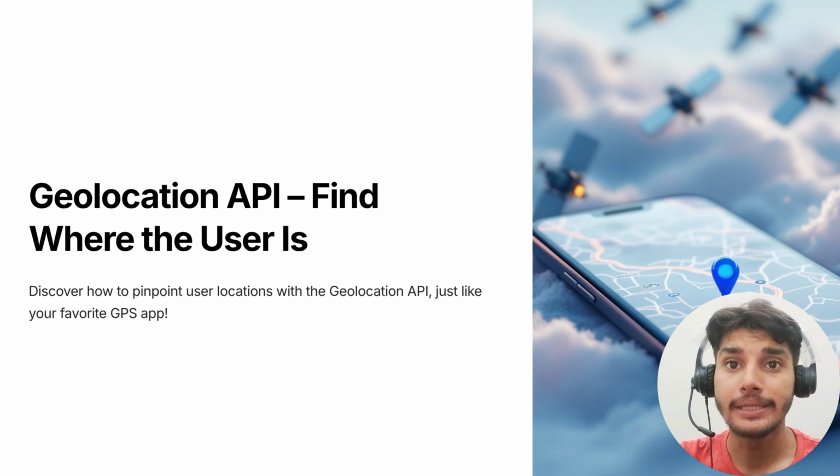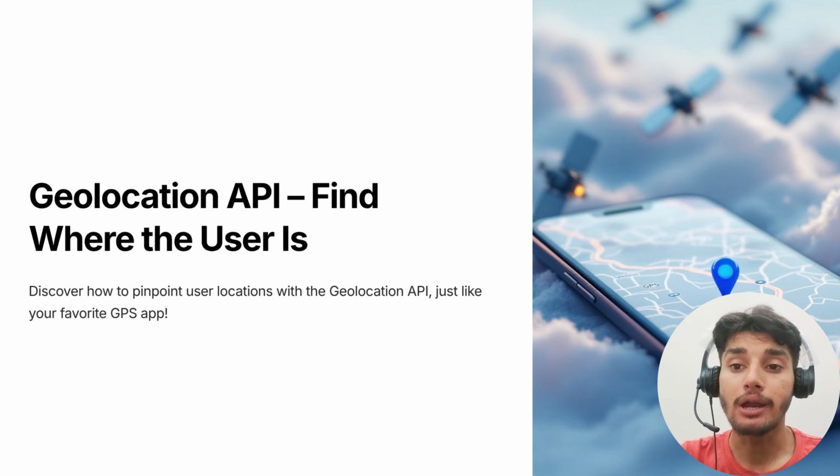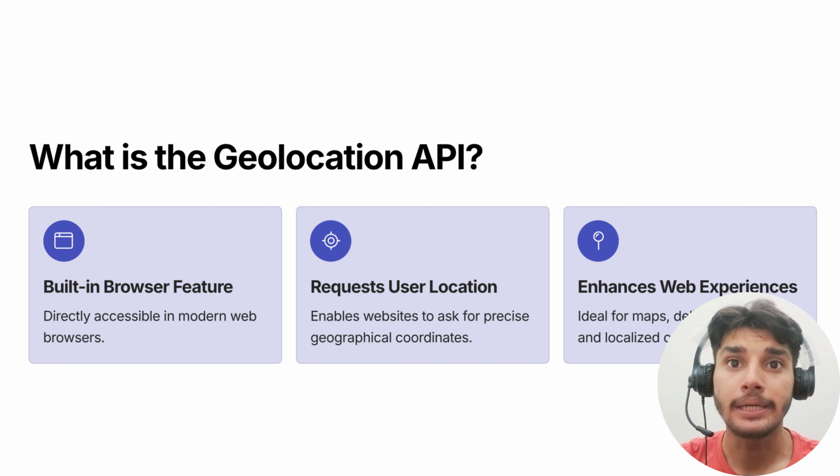Hey everyone, in this video we shall look at the Geolocation API in JavaScript. It's like using your phone GPS to figure out where you are, but from a website. The Geolocation API is built into most modern browsers. It lets a website ask your permission to access your location.